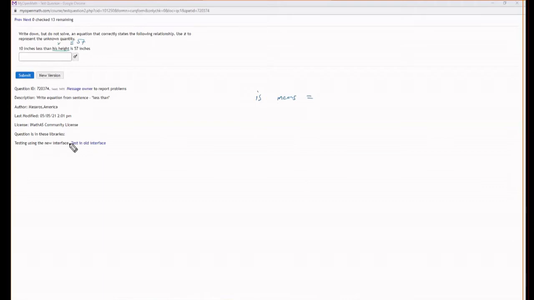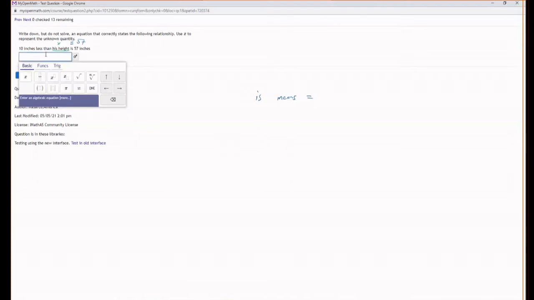I think it helps if I were to substitute a number. If I said, what's 10 inches less than 100, then everyone would say that's 90, right? 10 inches less than 100 inches would be 90 inches. So when I say 10 inches less than, we're not taking 10 minus that thing, we're taking that other thing minus 10. So when we say 10 inches less than his height, we want to take his height and subtract 10. So we take x minus 10, and that is equal to 57.